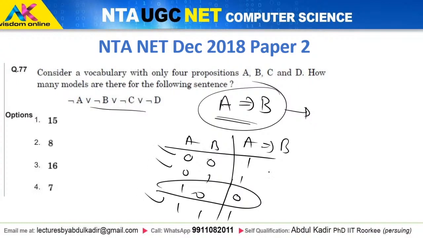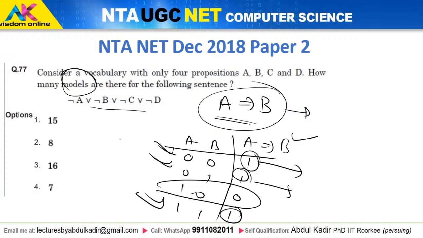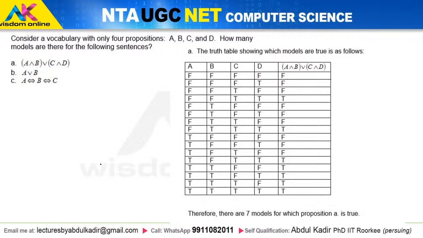So how many models are there? Total 3 models. Remember, when you are checking for a model, just focus on those rows in which our function is becoming true. Our function is becoming true in 3 rows, so there will be 3 models for this function. This is how you can solve this question. Okay, if anyone has any doubt, you can ask.